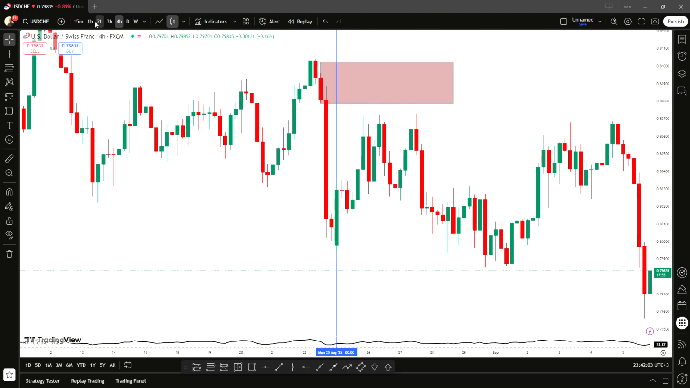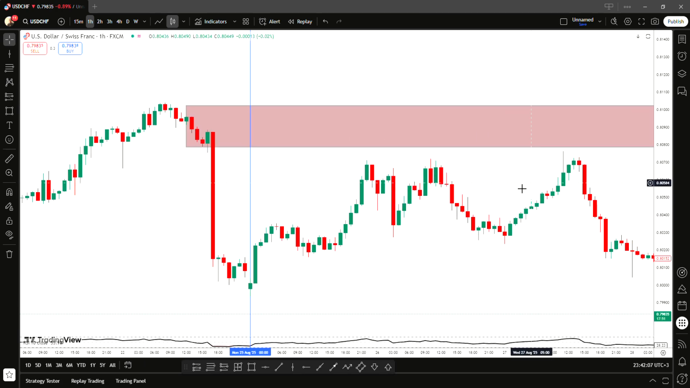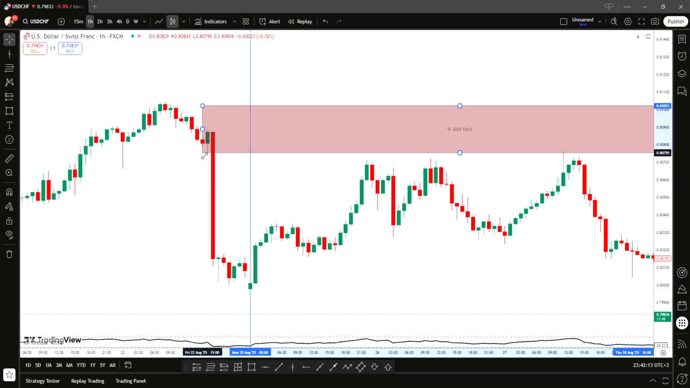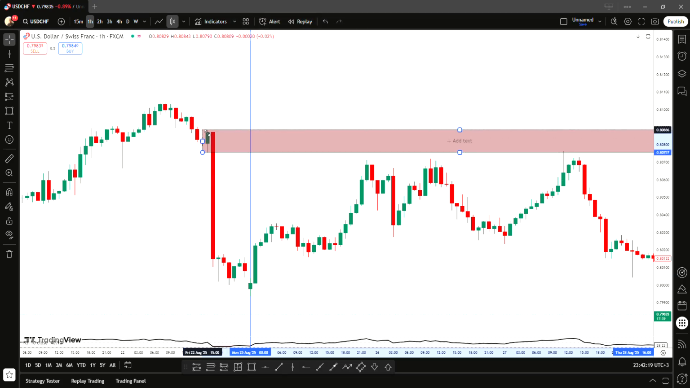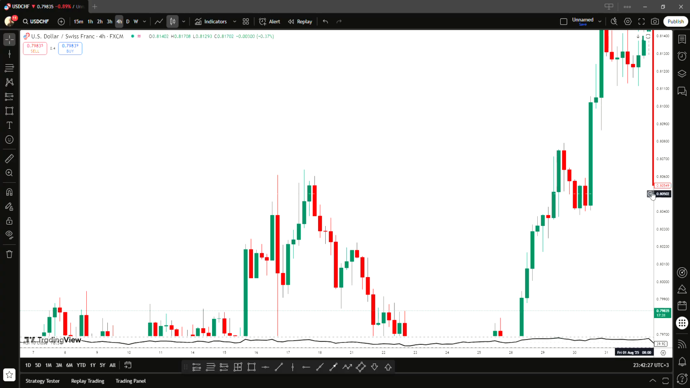We shall proceed to the least time frame, that is the 1 hour, and then see if we can refine it more. So when you come to the 1 hour, I have to accommodate this wick here like that, and then get a tighter stop loss like that. So now after our refining, we can come back on the 4 hour to monitor the trade.